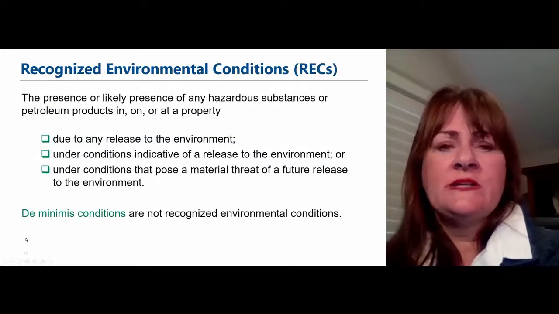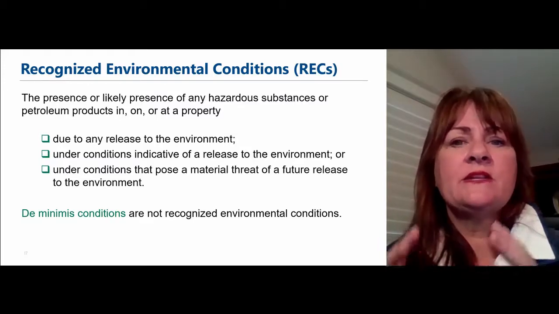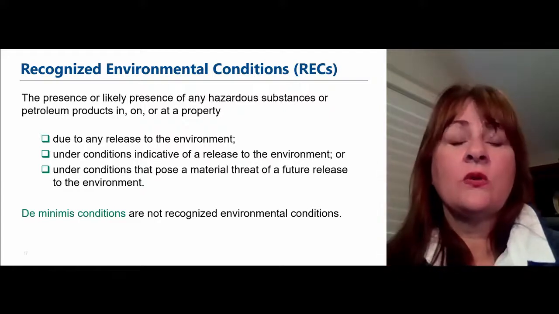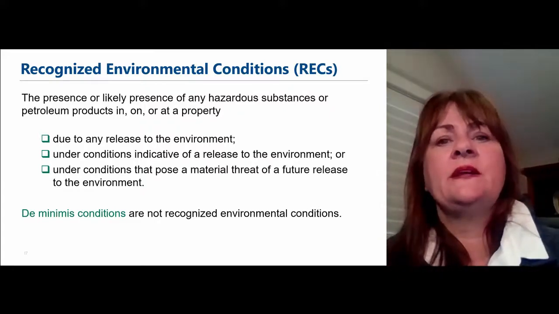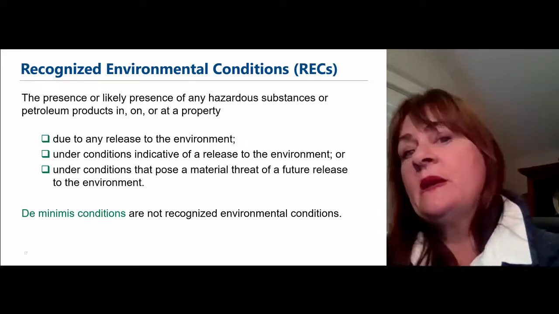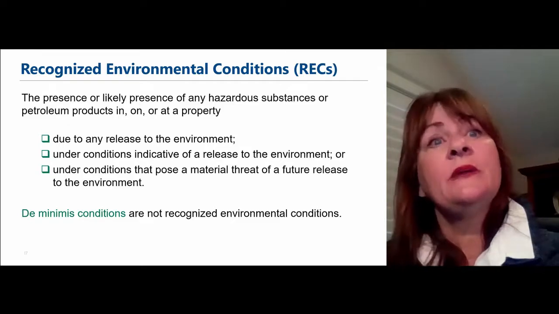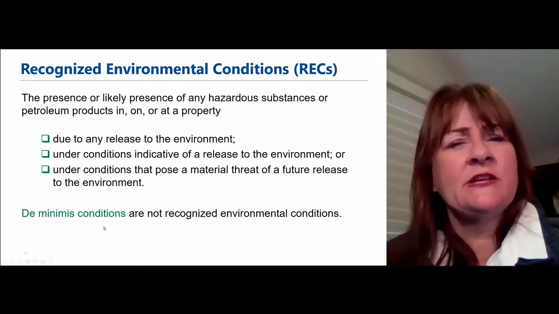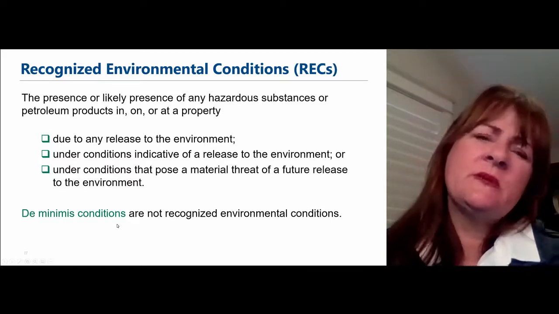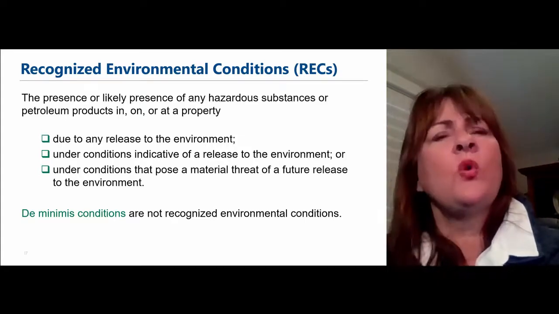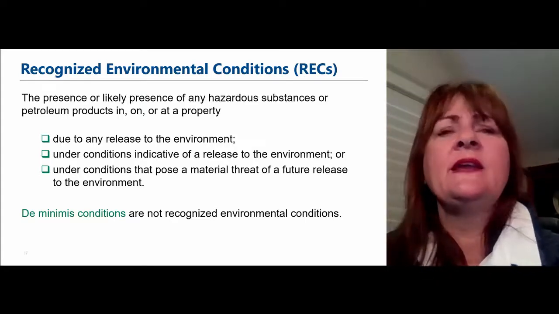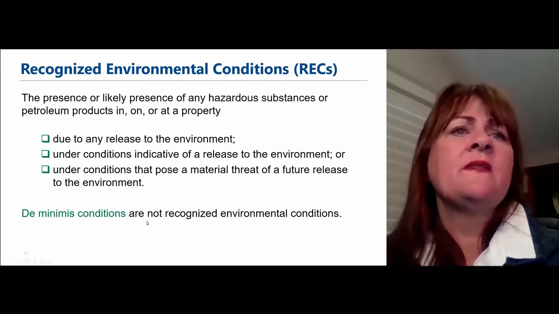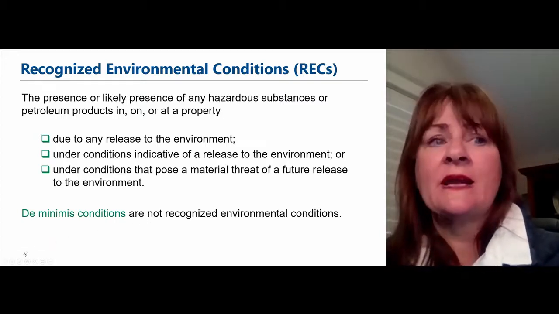Essentially, a recognized environmental condition is any condition of hazardous substances or petroleum products, that you can see or not see, or maybe evidence of on a property, that indicates there's been a release, or conditions that indicate a release could happen, or maybe a threat of a release. De minimis conditions are not recognized environmental conditions. De minimis conditions would be things like very light oil staining on concrete, maybe some light oil spilled directly onto the ground surface. That's a de minimis condition and would not be considered a recognized environmental condition.